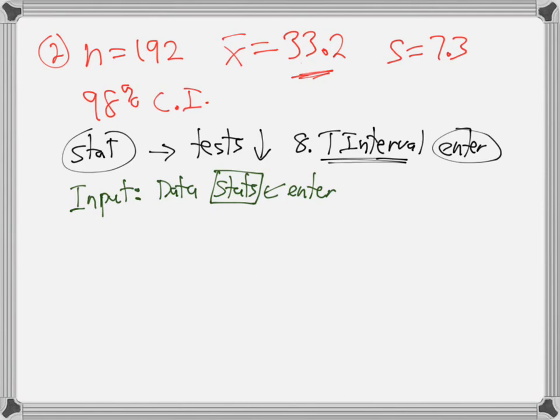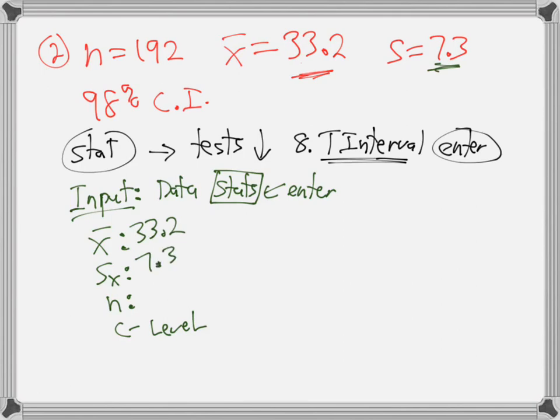Hit stats, and then next it's going to ask you for X bar, and it's going to ask you for S sub X, and it's going to ask you for N, and the C level. So X bar, 33.2. S sub X is the standard deviation for the sample, 7.3. N is 192. It's as easy as that. The C level is the 0.98. And then just hit enter and your calculator will do the magic.